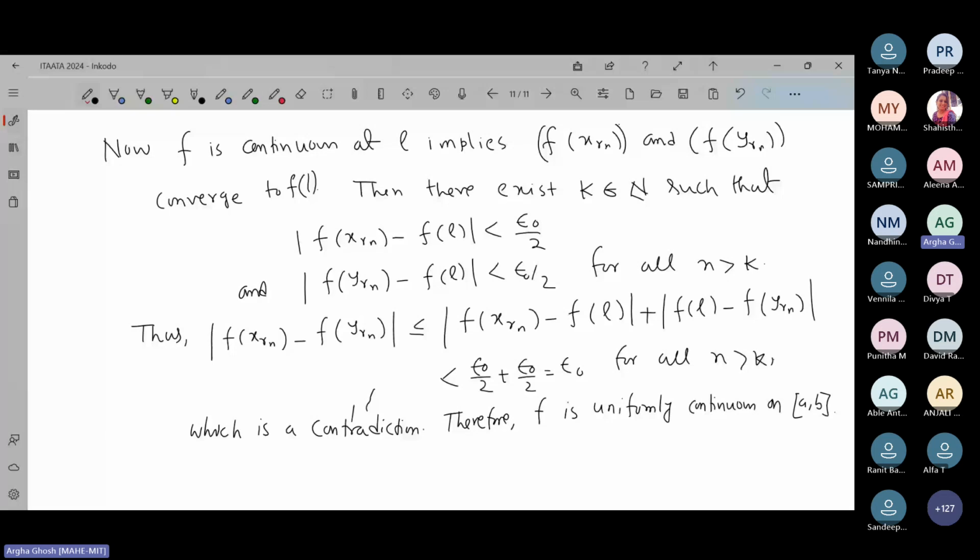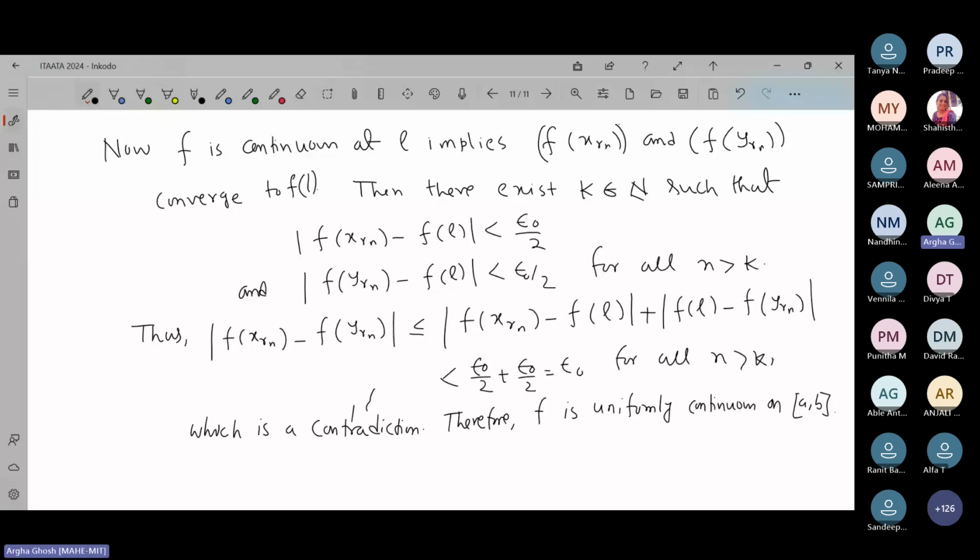Which are the properties we have used of closed and bounded? It is bounded as well as it's a closed set. And we know that in the real line, a bounded closed set is nothing but a compact set, or a compact set is closed and bounded. So therefore, we can say that if we have a continuous function defined on a compact set, then the function is uniformly continuous on that set.